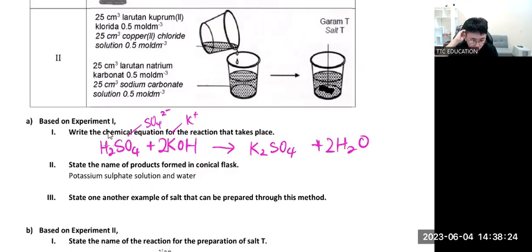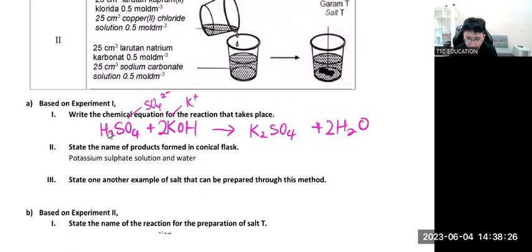Okay, once this is done, moving on. State another example of salt that can be prepared through this method. So guys, this method must be what method? I mean, to prepare what salt is to produce a soluble salt. So any salt that is soluble with sodium, potassium, ammonium.